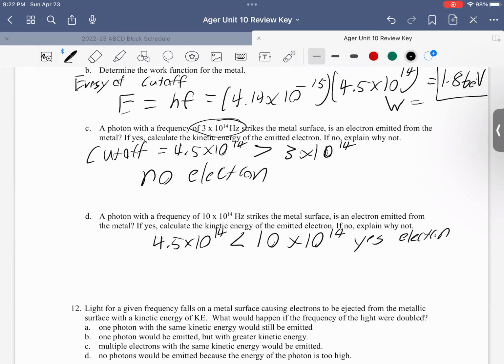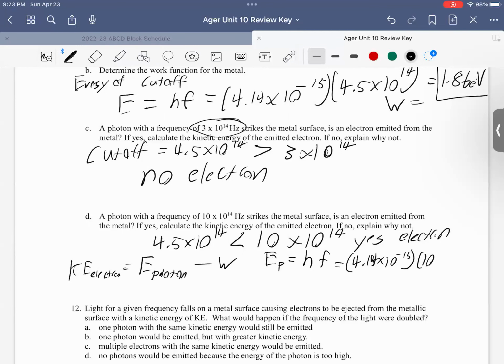So if we jump all the way to the equation we're going to use, kinetic energy of the electron is equal to the energy of the photon minus the work function. So we need to calculate some things. I already know the work function, but I need to get the energy of the photon. So the energy of the photon is going to be h times f again. In this case, it's going to be 4.14 times 10 to the negative 15th. Now it's times 10 to the negative 14th.